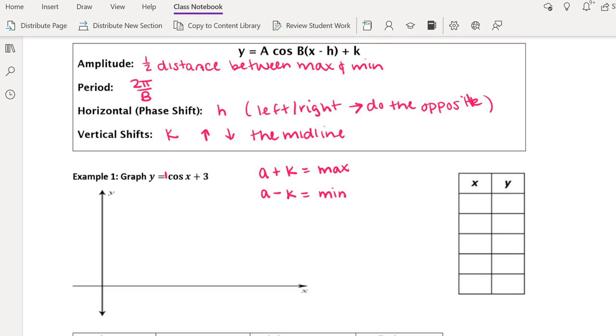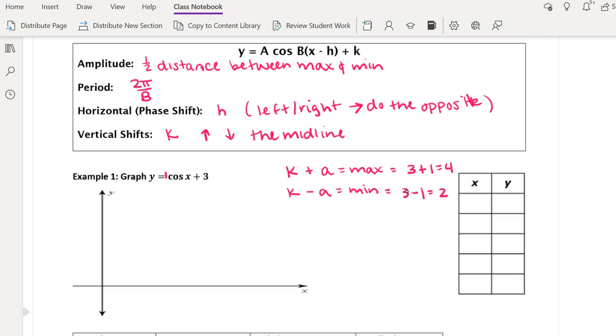Okay, actually, sorry, I had that wrong. I wrote it backwards. It works for a plus k, but it should be starting with my k value, because that's your midline. We're going to add the amplitude. That's going to be your max. And then we're going to take the k value minus the amplitude, and that's going to be your min. All right, so in this case, my maximum is going to be 3 plus an amplitude of 1. My max is going to be 4. This is 3 minus 1, and my minimum is going to be 2.